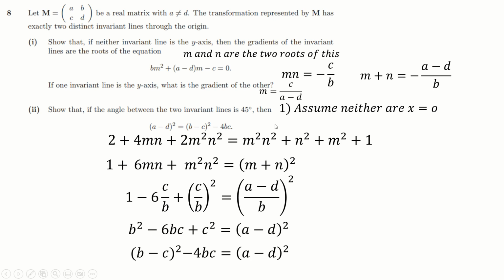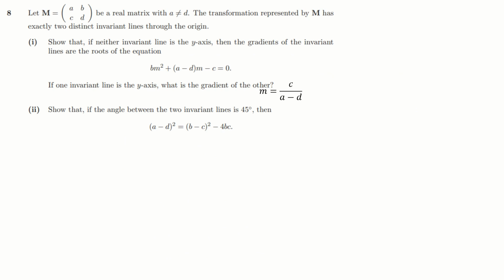So that's case number 1, where both lines were not y equals 0. So what about case 2, where 1 is x equals 0? Well, this is a slightly more difficult one.